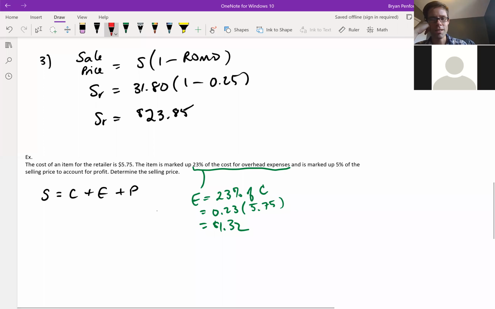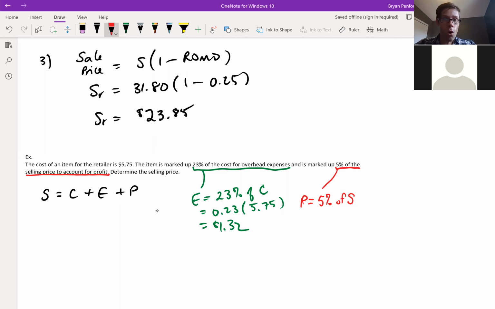And Fiona, you've given us the challenging one. What I consider the challenge here is capital P, which we're going to do in red here. Capital P is 5% of the selling price. But I don't know what the selling price is yet. That's what I'm trying to figure out. So the best I can do for capital P is to say that this is 0.05 times capital S.